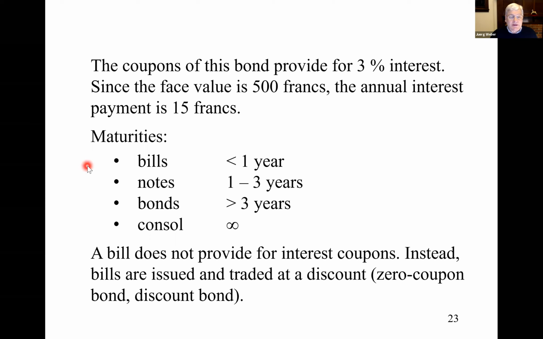So we have the bills, we have the notes, we have the bonds. Now, we also have the consols. A consol has no expiration date. Particularly the French government sometimes issued consols. So they just issue those bonds and they pay interest on it forever. There is no expiration date.